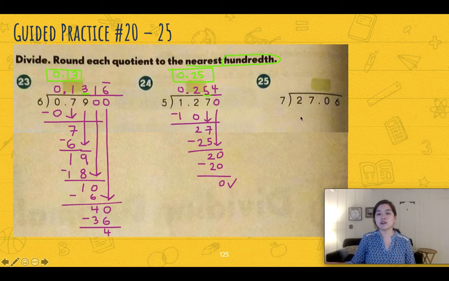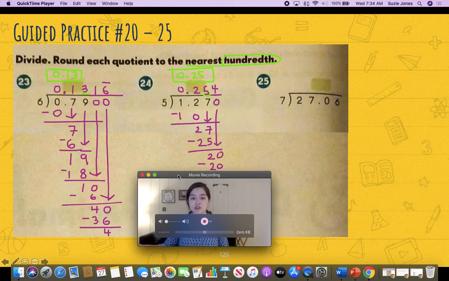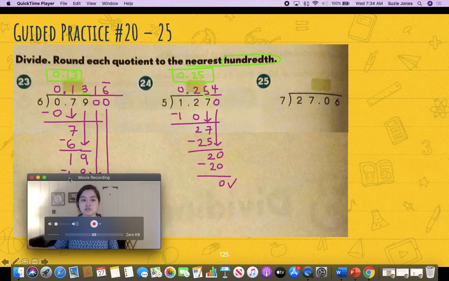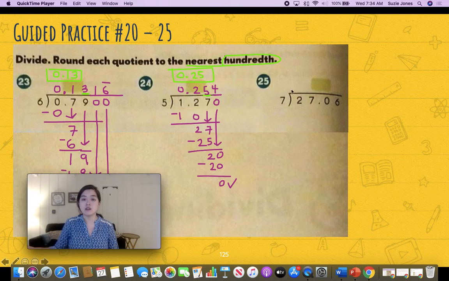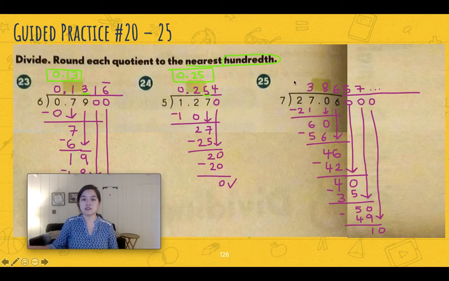Now for 25, let's try this together, because this is an interesting number. For 25, I can't get a whole number. 7 times something gets me 2 or close to 2. So I'm going to just focus on 27. 7 times what gets me close to 27? That's a 3, and that's 21.